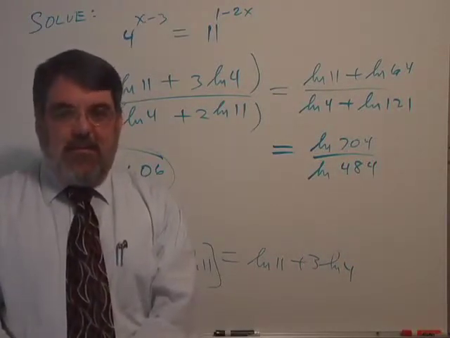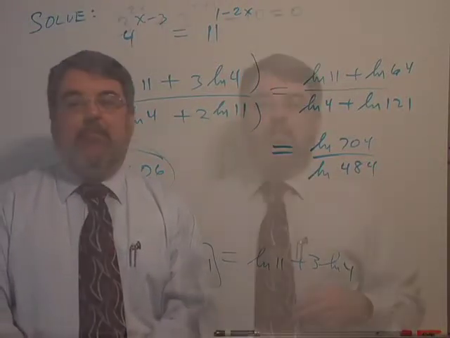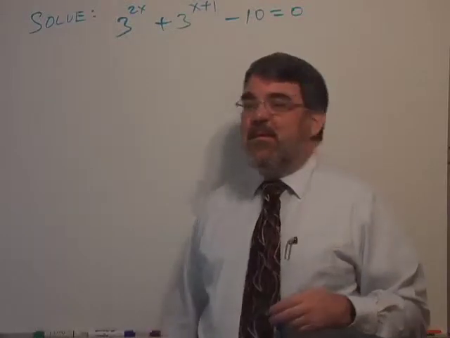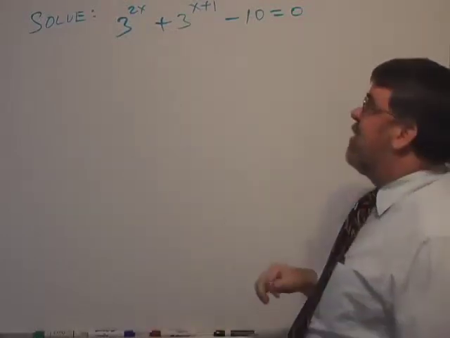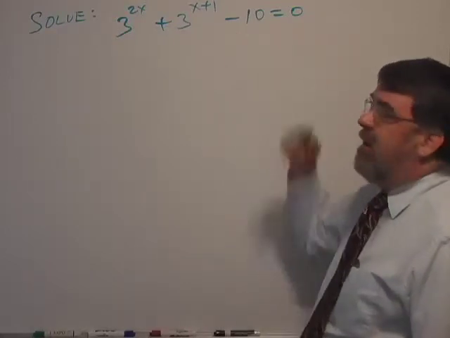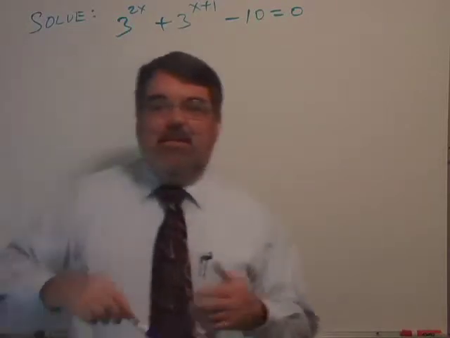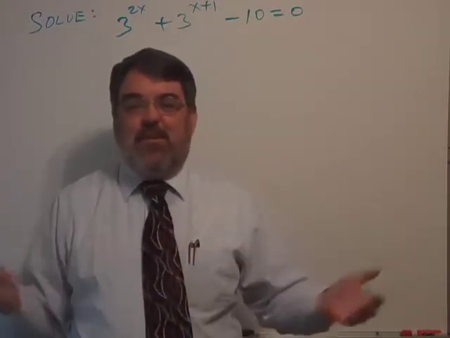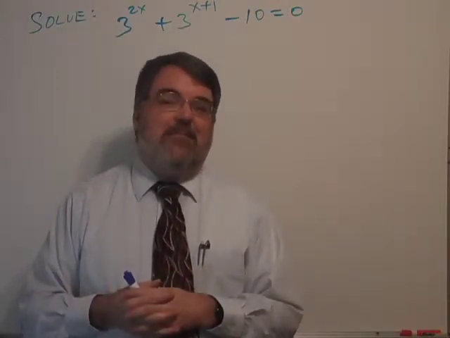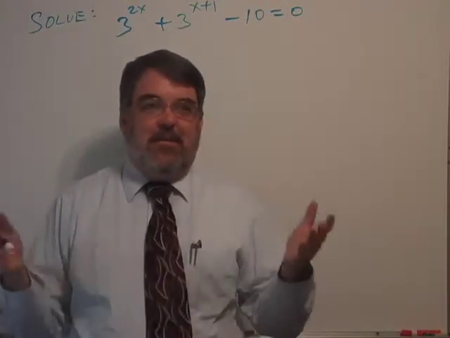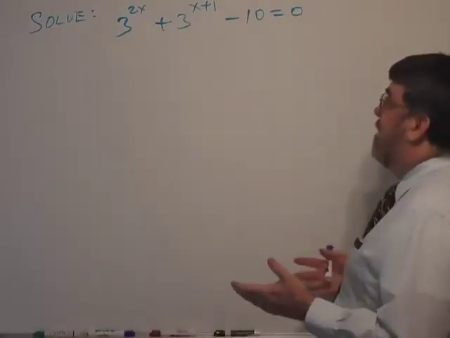Okay, I'm going to go on to another exponential equation of a different sort. Here's our equation. Solve 3 to the 2x plus 3 raised to the x plus 1 minus 10 equals 0. All right, now if you've never seen one like this and you just approach it blindly the first time, it could be very, very tricky. Because here you've been doing these exponential equations and logarithms, and suddenly you're confronted with this mess, and where in the world do you start?